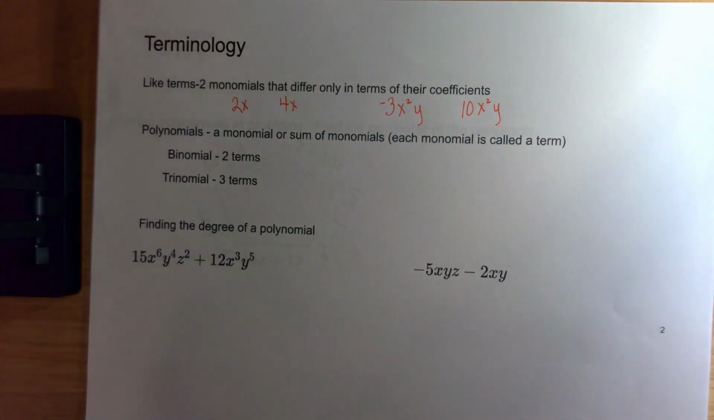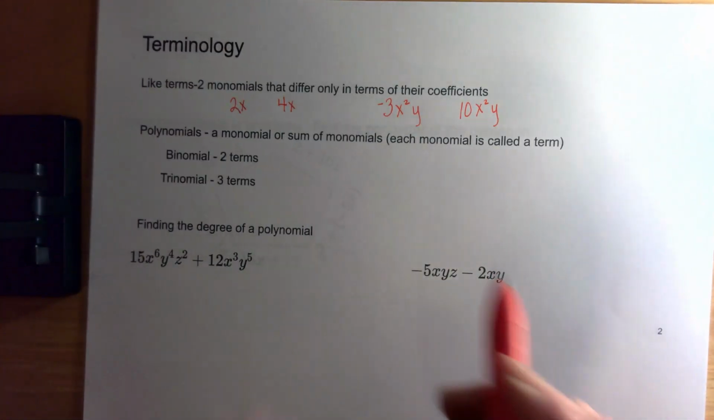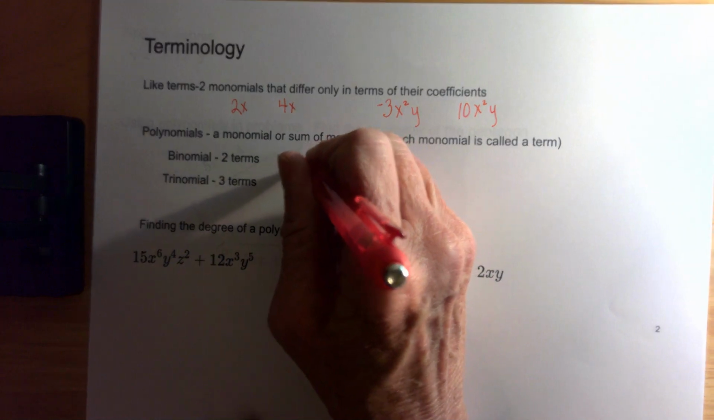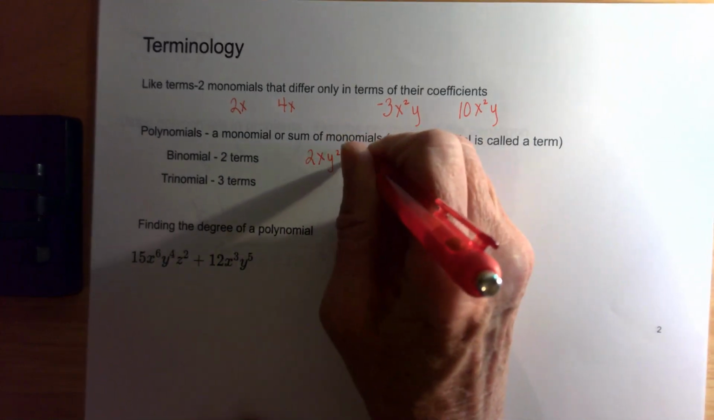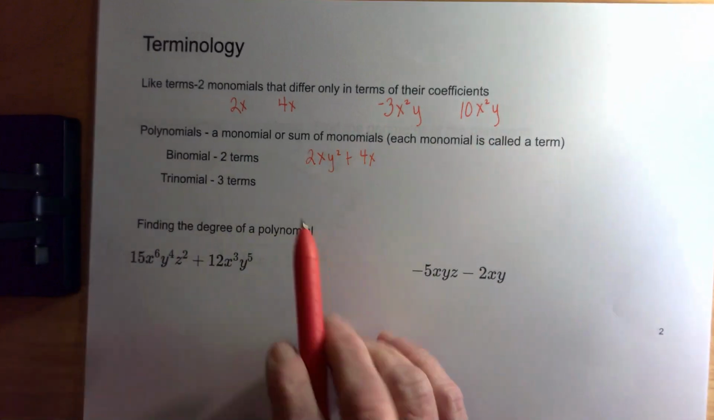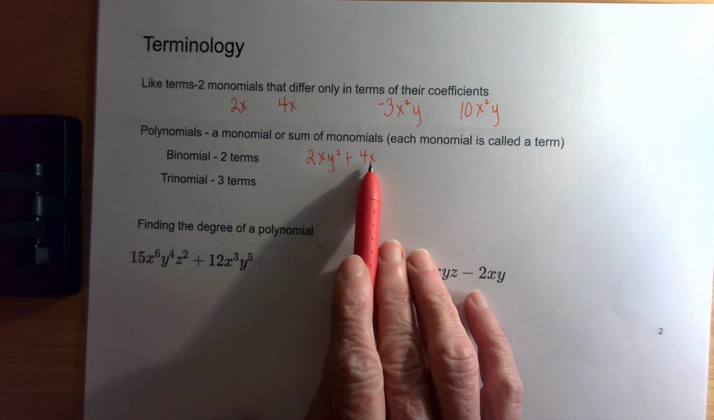A polynomial is a monomial or sum of monomials. Each separate monomial is called a term. So a binomial is a polynomial with two terms. So 2xy squared plus 4x would be a binomial. Here's one term, here's the second term.